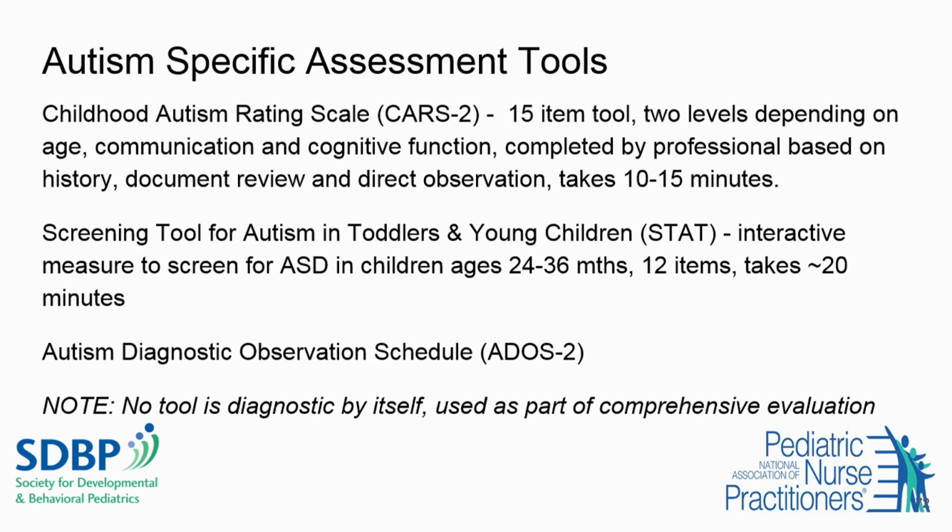The CARS-2 is fast. There are 2 levels, a high-functioning version and the regular version. And you can score it yourself based on direct observation and everything that you've learned about the child. The STAT is very helpful. It's an interactive play-based measure to screen for autism spectrum disorder. It's shorter than the ADOS. It takes about 20 minutes. It gives you a lot of very helpful information. It's only been designed to be used for children that are ages 24 to 36 months developmentally. So that's not their chronological age, that's their developmental age.